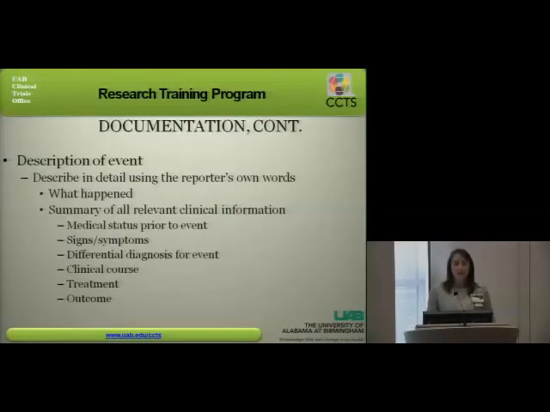So when you're documenting the description of the event, you want to describe in detail using the reporter's own words. You want to describe what happened and a summary of all relevant clinical information. This would include the medical status prior to the event, any signs and symptoms, differential diagnosis for the event, the clinical course, the treatment, and the outcome of the event.